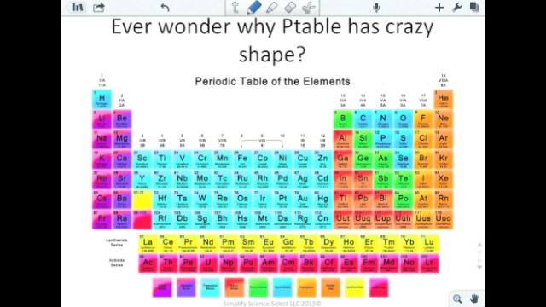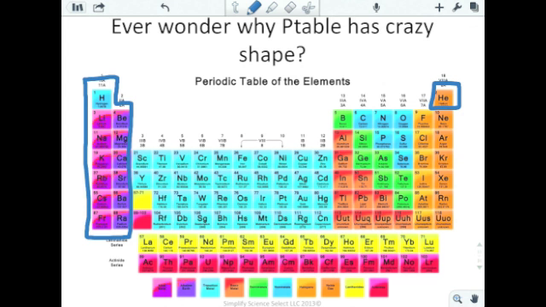Okay, ever wonder why the periodic table has a crazy shape to it? Okay, the reason why it's structured like this is because of electron configuration. Now, the blocks, we talked about this. Now, when we're looking at what we call the s block, or the s orbital, that takes up our alkali and alkaline earth metals right here, and helium. Okay, and helium is kind of a part of that.